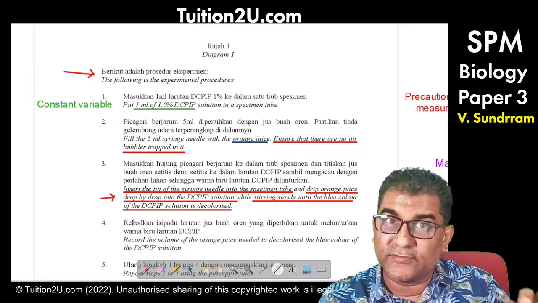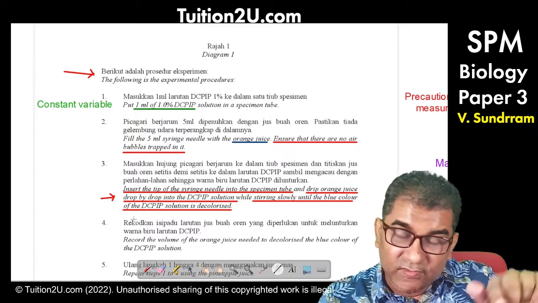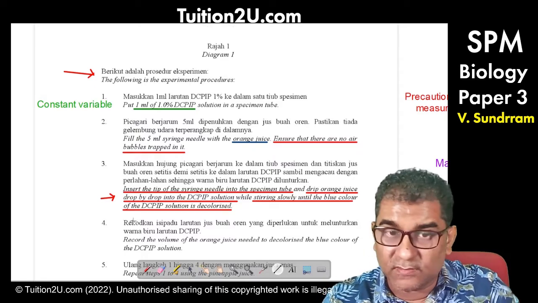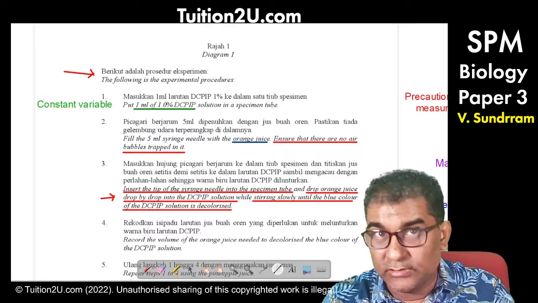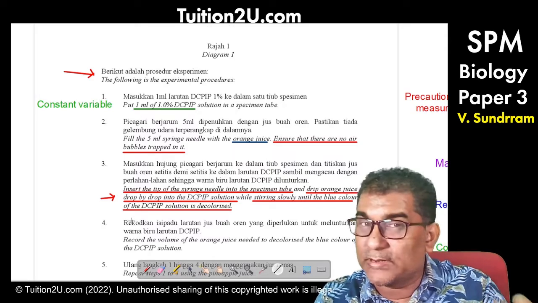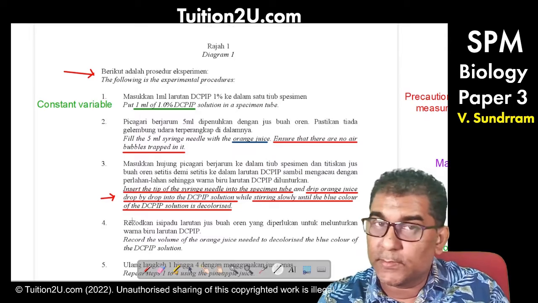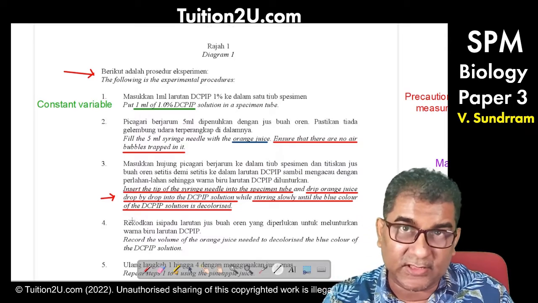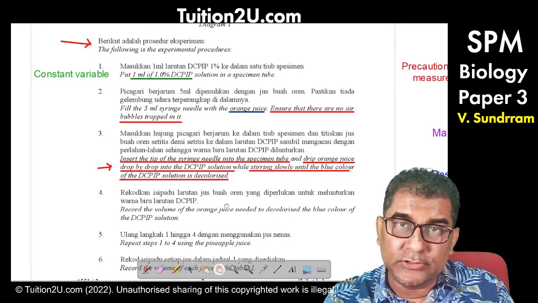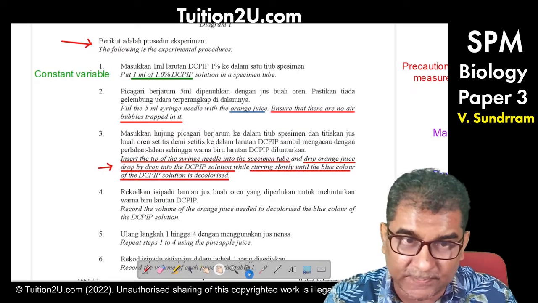We add the fruit juice drop by drop. We stir the DCPIP solution slowly. All of that are precautionary measures that you need to follow when you're doing the experiment. If you don't follow these precautionary measures, most probably the experiment results will be affected. Then what do you do? What is the information you need to get after doing this experiment?